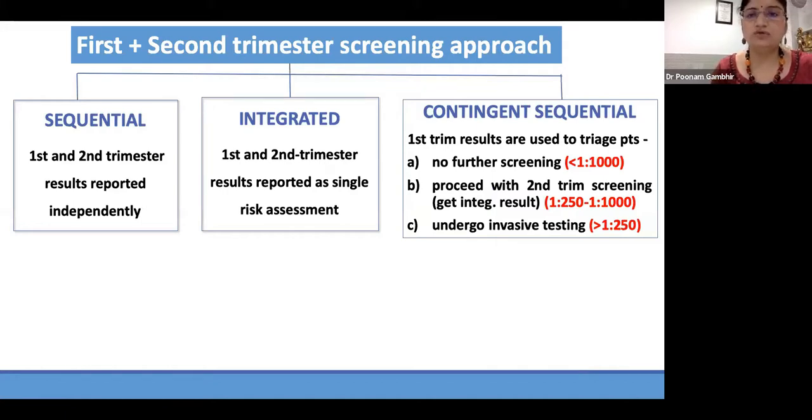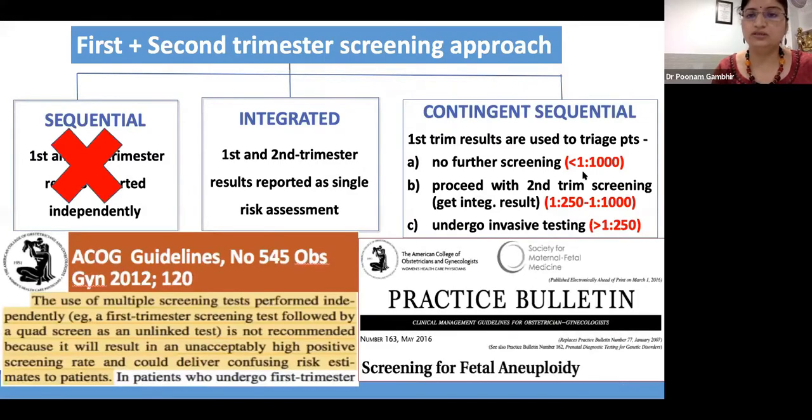The screening approaches can be sequential, integrated, or contingent sequential. The most commonly followed practically is the contingent sequential, in which, if the patient has approached us at the appropriate time in the first trimester, it is always better to go for the first trimester combined dual marker test along with an NT scan. If it is low risk, there is no need for further testing. If it is in the intermediate range, then we can proceed to a second trimester biochemical screening, especially the integrated one from the same lab. And if it is in the high risk range, the patient should straight away be offered invasive testing.